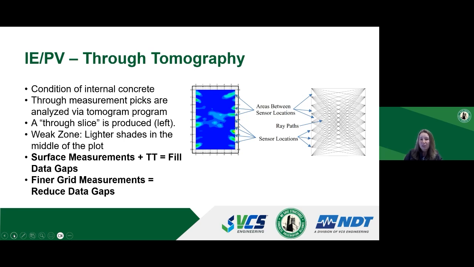These multiple intersecting paths allow us to create a 3D image of the element. We have a special software that can process this data and then essentially slice through the element, giving us the condition, or a 2D representation of the condition, of the element at various depths.